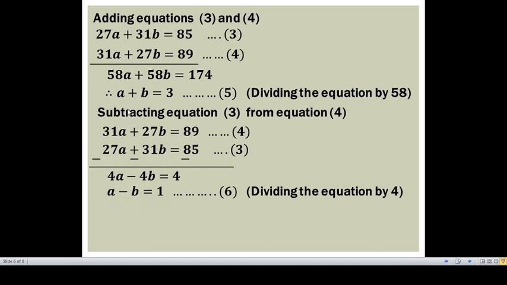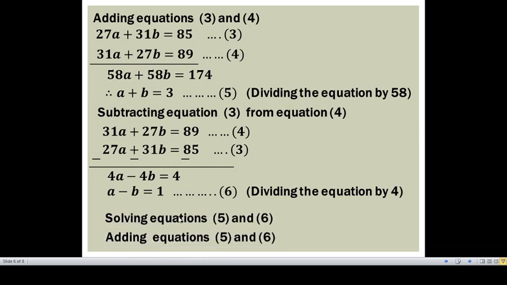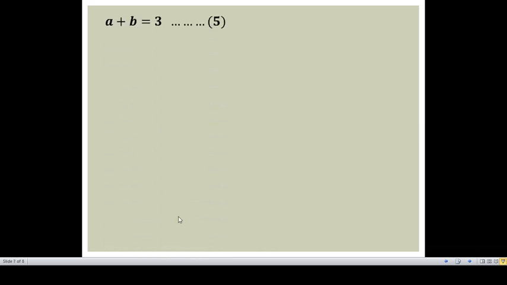So a plus b is equal to 3 and a minus b is equal to 1. These are equation numbers 5 and 6. Now solving these equations 5 and 6. Adding equations 5 and 6, a plus b is equal to 3 and a minus b is equal to 1, we get b minus b cancelled. We have a plus a is equal to 2a is equal to 4. So a is equal to 2.